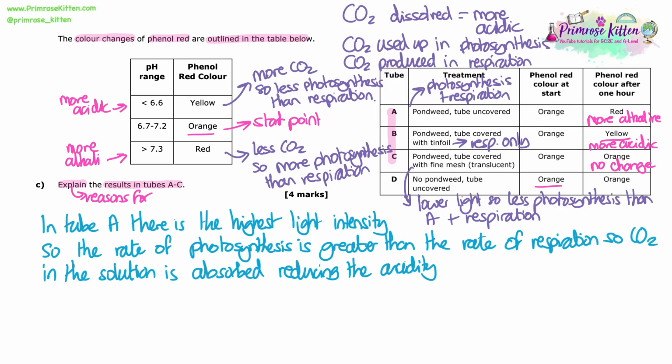So in tube A, there is the highest light intensity. So the rate of photosynthesis is greater than the rate of respiration. So carbon dioxide in the solution is absorbed, reducing the acidity. Now there is just a mark in the mark scheme you can see for explaining this whole idea about carbon dioxide dissolving produces an acidic solution. So I've mentioned that at the end of this point, so that counts as that mark.